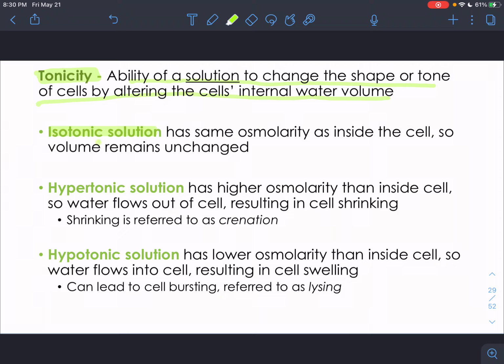An isotonic solution has the same osmolarity as inside of the cell. All of this is talking about the solution. You're already at equilibrium, so there's not going to be a change. You can have a hypertonic solution, where the solution has a higher osmolarity than inside. This results in water flowing out of the cell. If water is leaving, that's going to cause the cell to shrink.